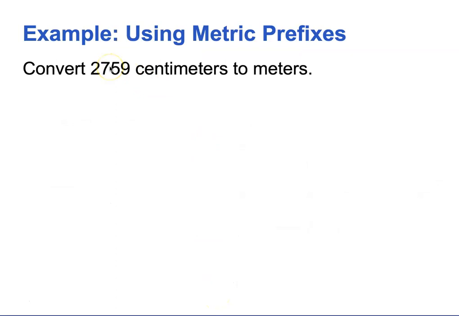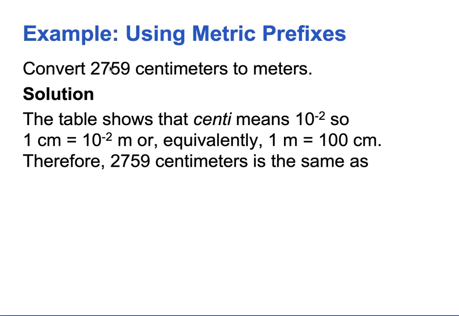So let's do a metric conversion. So we're going to use metric prefixes. Convert 2,759 centimeters to meters. So the table shows that centi means 10 to the -2. So it's going to be, centimeters are smaller than meters. So that means 1 centimeter equals 10 to the -2 meters. Or you can turn that around and say that 1 meter equals 100 centimeters.